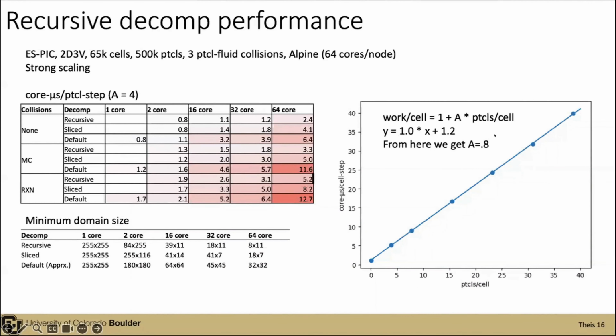And from there, I get A equals 0.8, which is different than what Daniel Murray presented yesterday, which was a value of A equals 4. So this is definitely going to be simulation dependent. In my simulation, it's dominated by the field solve. And so with this value of A equals 0.8, I get an even more significant speed up for the recursive decomposition.